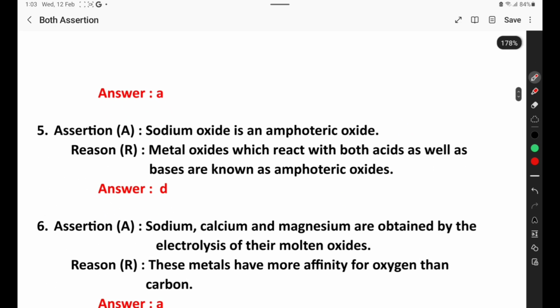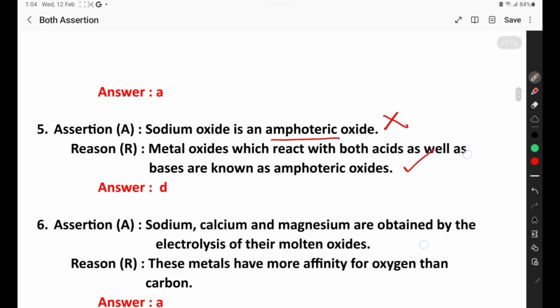Next one, sodium oxide is an amphoteric oxide. We know sodium oxide is a metal oxide and that is highly basic, because sodium oxide, when we dissolve in water, we will get sodium hydroxide. So our option assertion statement is a wrong statement. It's not amphoteric, it's a basic oxide. Metal oxide which react with both acid as well as bases are known as amphoteric oxide. That is correct statement only. So our option is D.